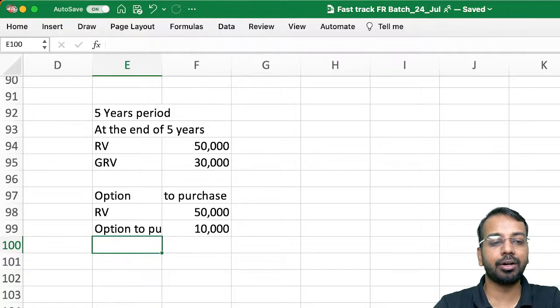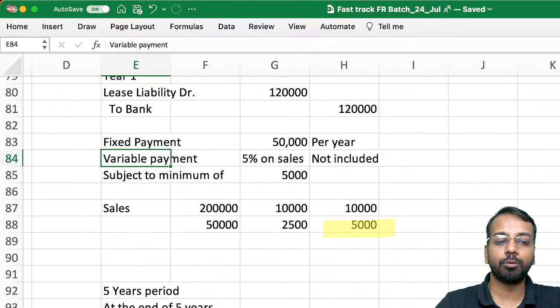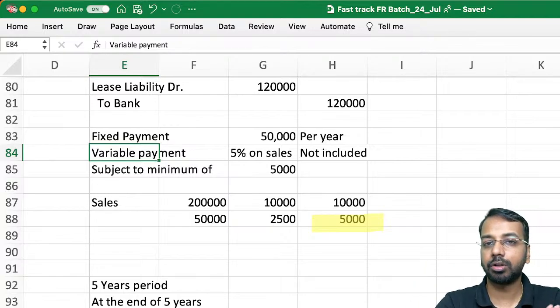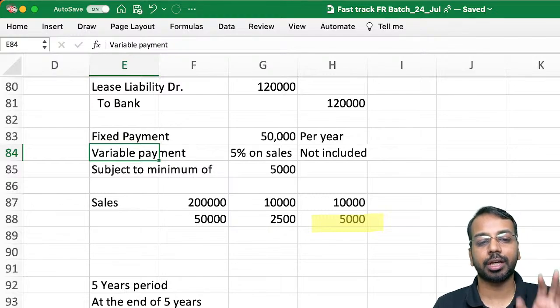Now, one standard rule that you have to keep in mind is variable payments are not included. If it is an in-substance fixed payment, something like a minimum commitment, that is included. But variable payment based on production, sales, etc., that is not included.